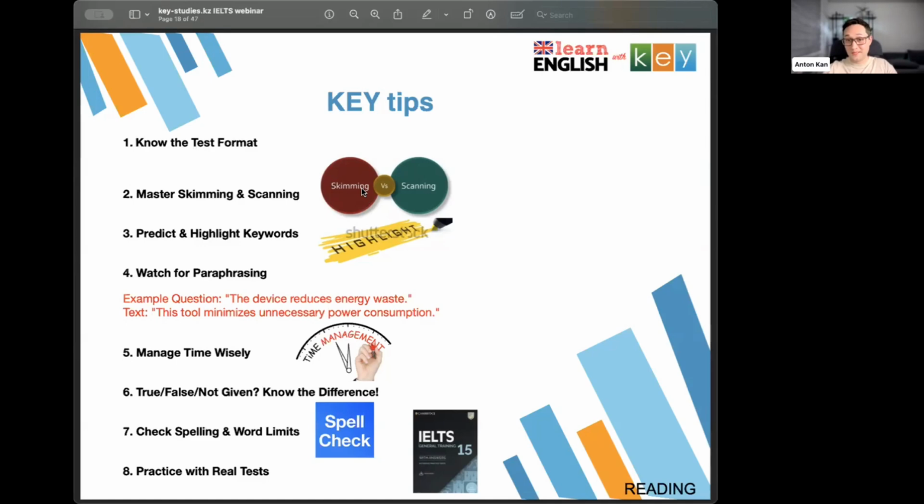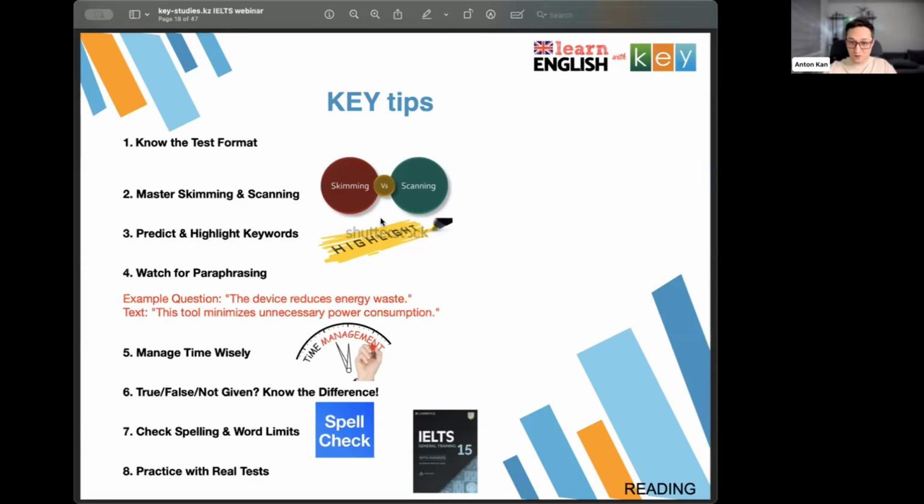Watch for paraphrasing. IELTS loves rewording. The text won't match the question exactly, so everything is going to be paraphrased. Manage your time wisely. Spend about 20 minutes per passage. Don't get stuck on a question. Do easier questions first. For example, the concept of true, false, not given is quite hard, so you can leave it for later. Guess if you're stuck. Once again, there is no penalty for wrong answers.